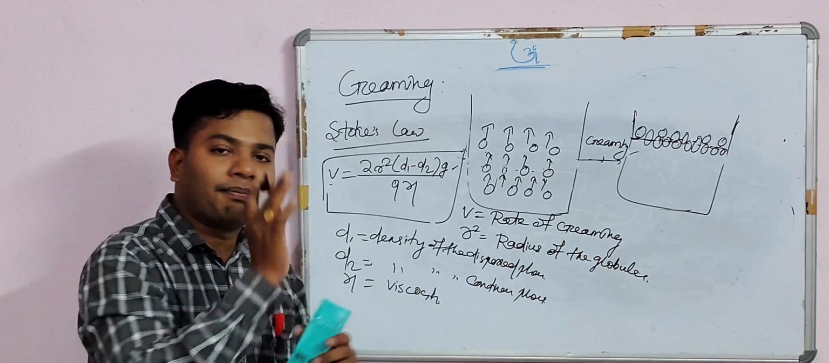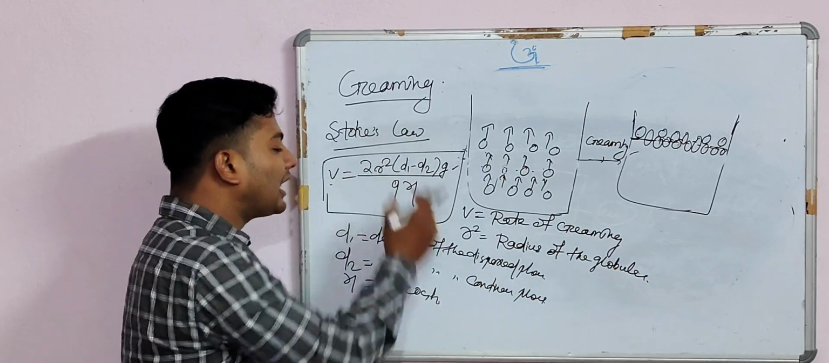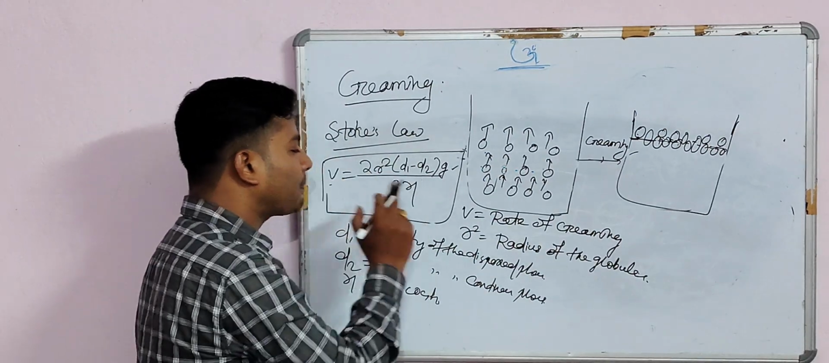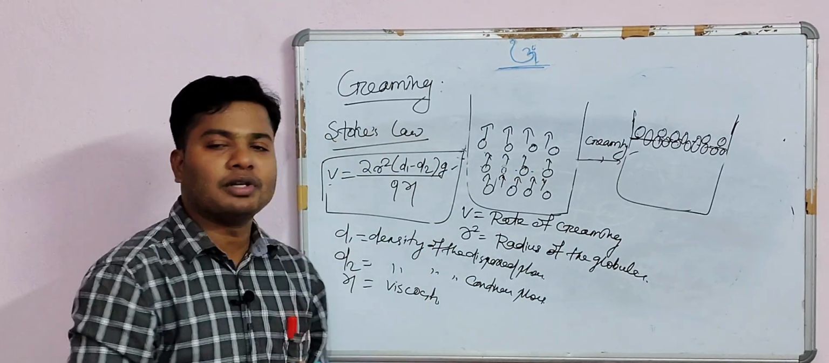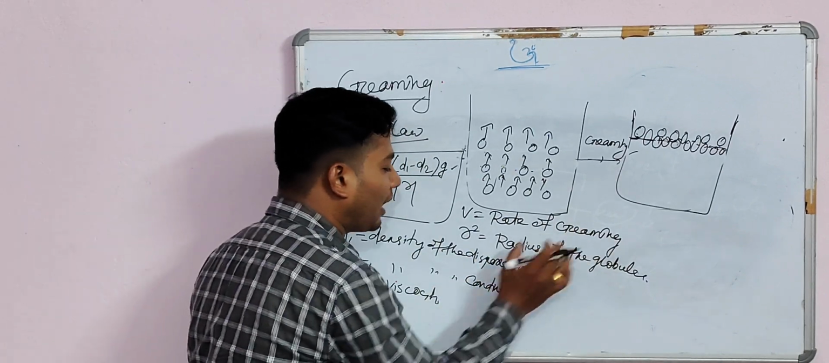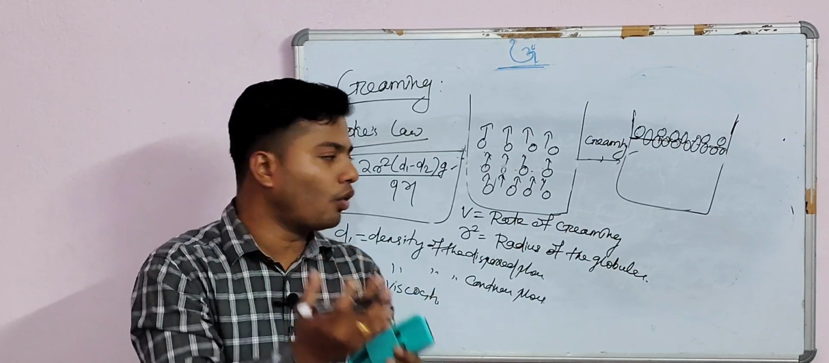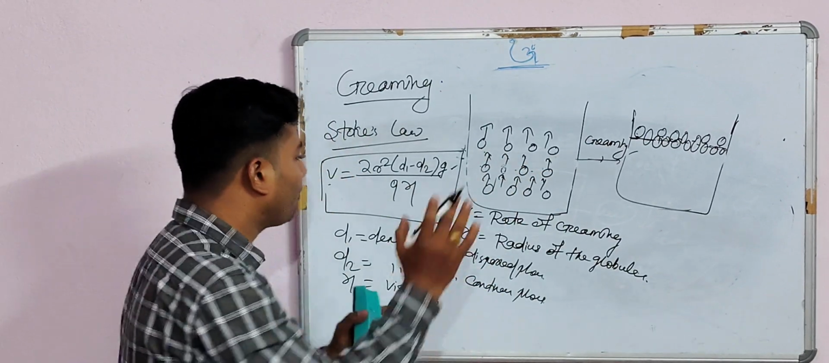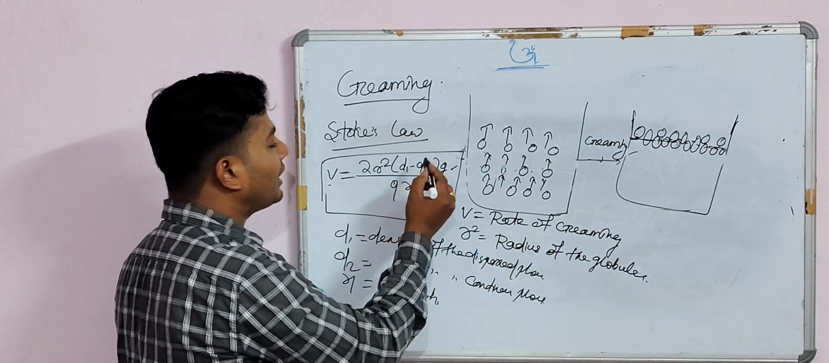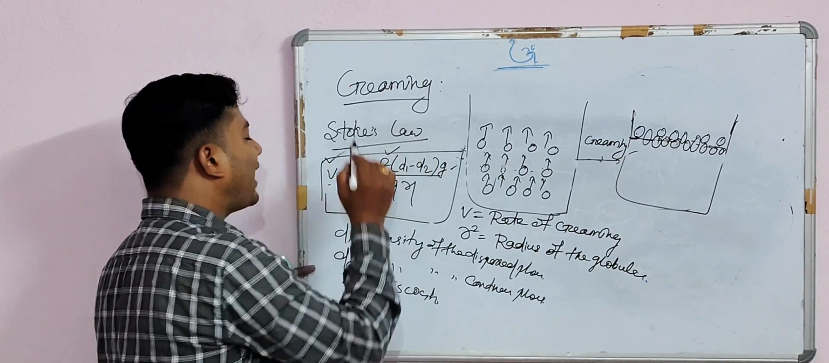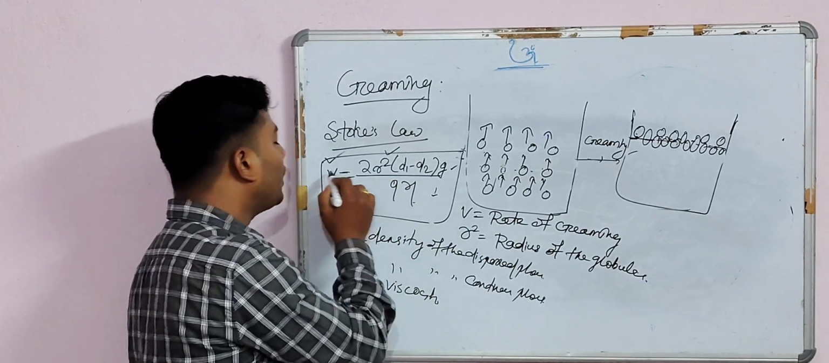Clear? So V, the rate of creaming, is directly proportional to 2r square (d1 minus d2) into g. That means the rate of creaming is directly proportional to the radius of the globules, the density of the dispersed phase, the density of the dispersion medium, and the gravitational constant. And it is inversely proportional to the viscosity. So if the radius, density or gravitational constant is increased, then the rate of creaming is increased because it is directly proportional. If the viscosity is increased, the rate of creaming decreases.